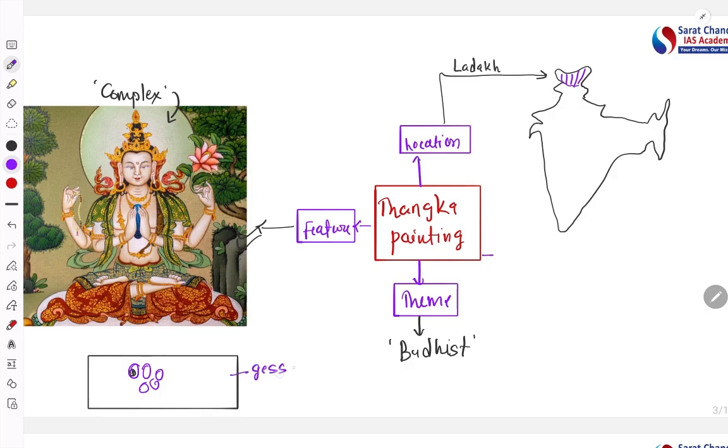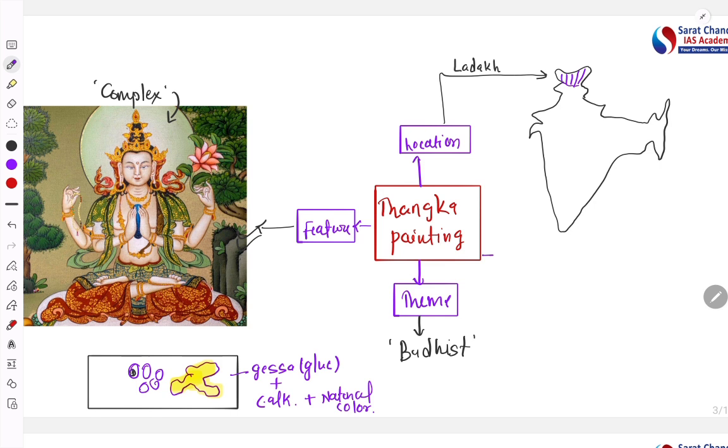What is gesso? Gesso is nothing but a kind of glue plus chalk. These things will be used for creating different textures. Along with it, they will use some natural colors. So this way they will make the painting. One significant feature here is that first they create the outline, and then they start filling it with color. So that is the approach to make the painting.